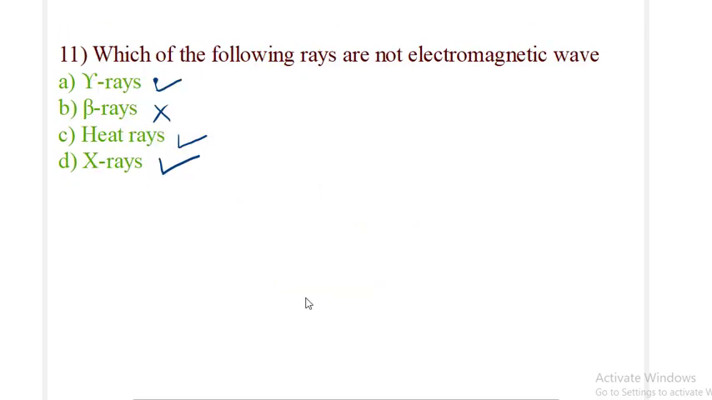Beta rays, they are electrons and they are deflected by electric and magnetic field, and electromagnetic waves, they cannot be deflected by electric or magnetic field. So beta rays are not electromagnetic wave.